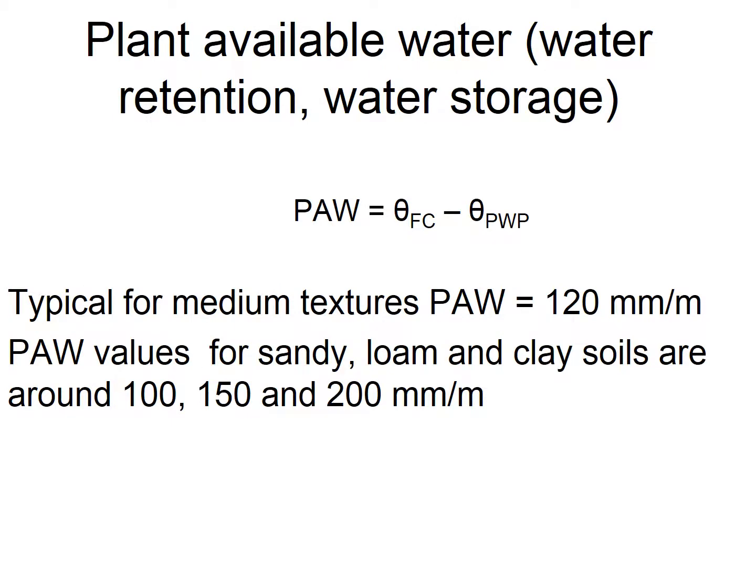The plant available water, in other words, the water retention capacity or water storage capacity, is the difference between soil water content at field capacity and soil water content at permanent wilting point. For many soils with medium textures, the typical plant available water is around 120 millimeters per meter. If we need to remember typical values for sandy, loam, and clay soils, the plant available water would be around 150 for medium texture soils and 200 millimeters per meter for clay soils.